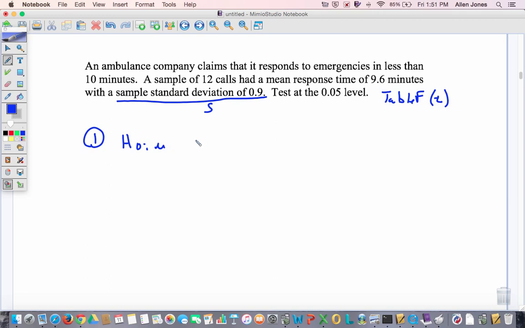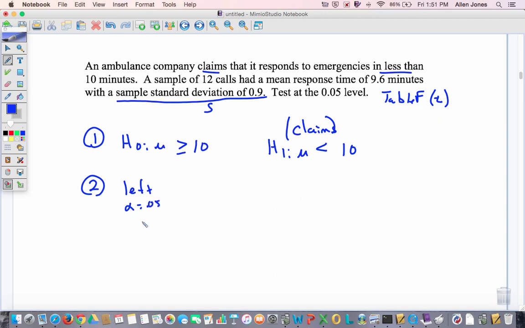So our null hypothesis is based on a mean of 10, and our alternative hypothesis is based on a mean of 10. He claims that they respond in less than 10 minutes, so less than, greater than or equal to, and our claim is over here as being less than 10. So notice here we have again a left-tailed test. Alpha is 0.05, and if we have a sample size of 12, we have 11 degrees of freedom.